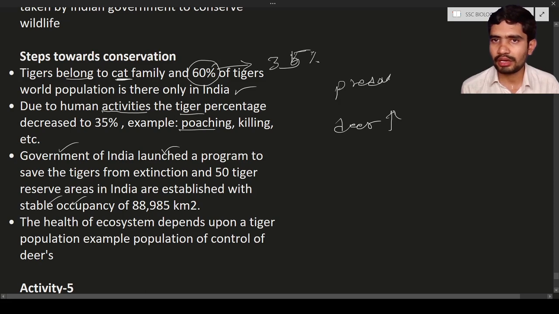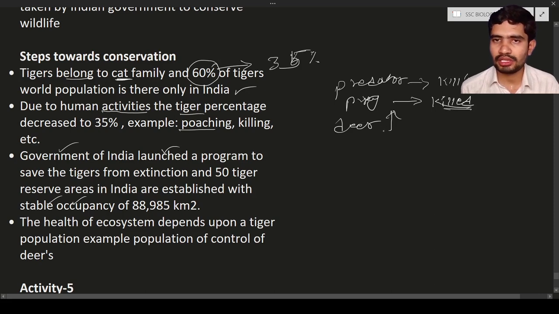Okay, a predator is the organism that will kill. Prey means the organisms that will get killed. Here the prey example is the deer. So if the tigers were killed, the deer population drastically increases.